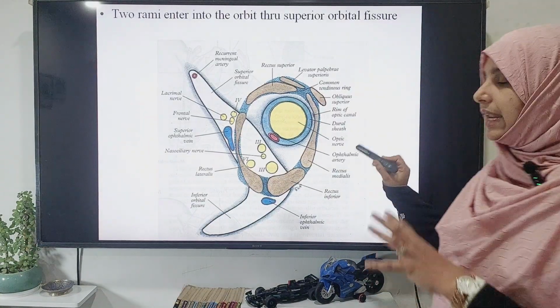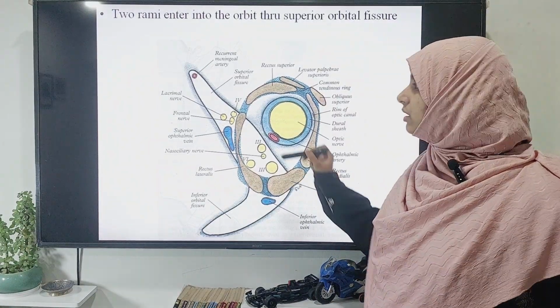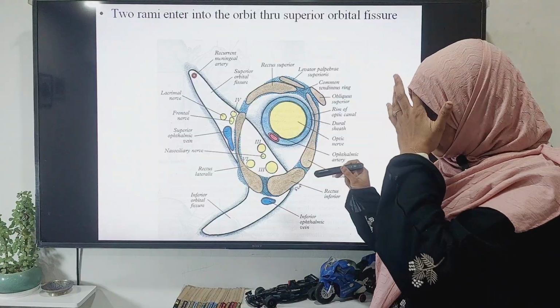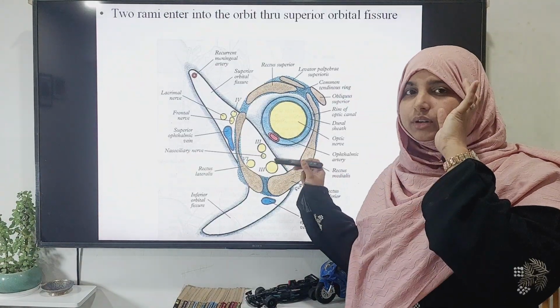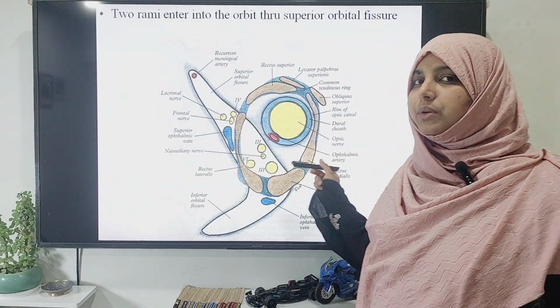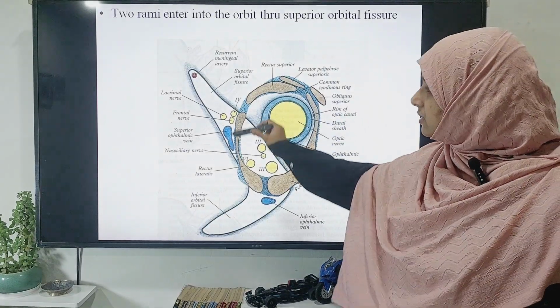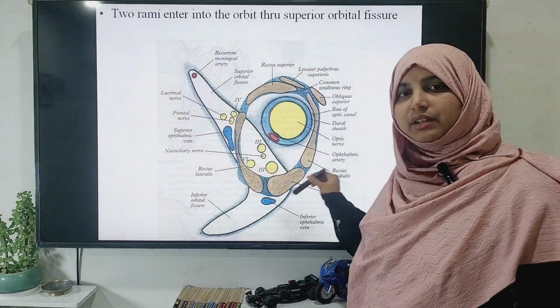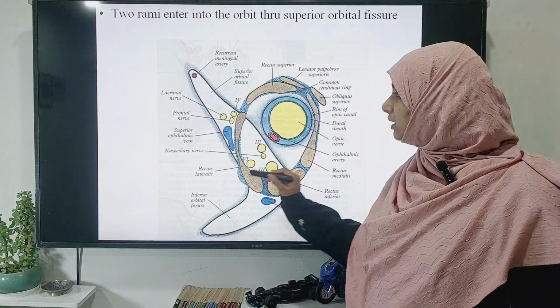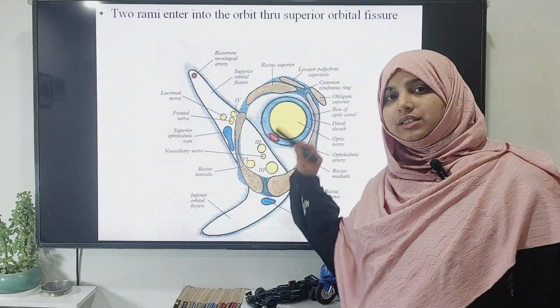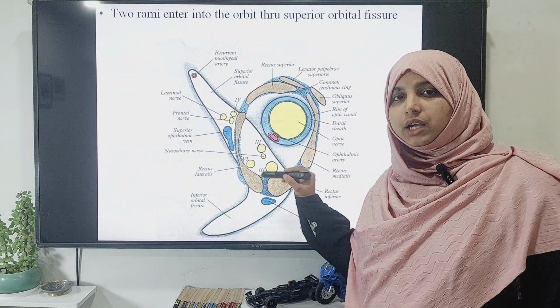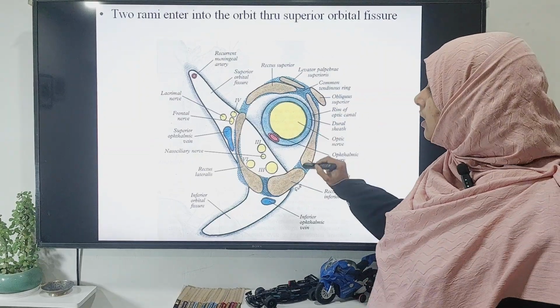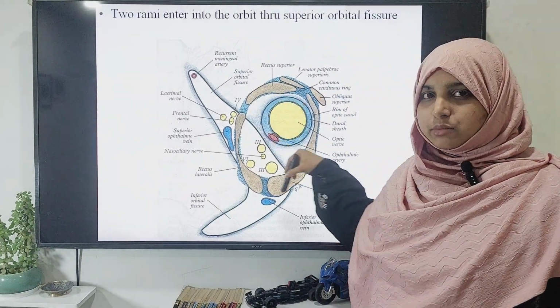And this is a line diagram showing the structures crossing the superior orbital fissure. This is very important from an examination point of view. So you have this. What is this? Can you identify? There are 4 muscles within it. So that's the tendinous ring, the annular ligament, the ring of Zinn, where we have the origin of all the rectus muscles.